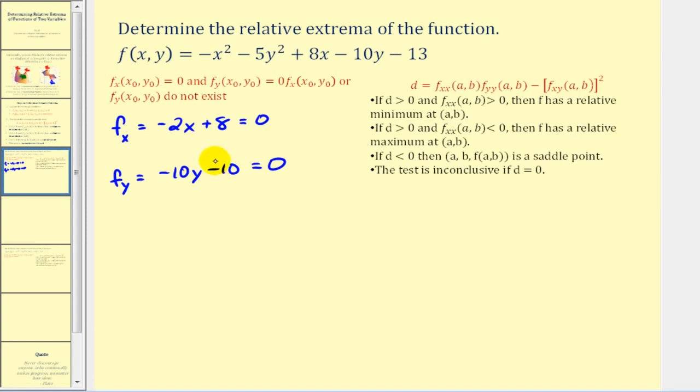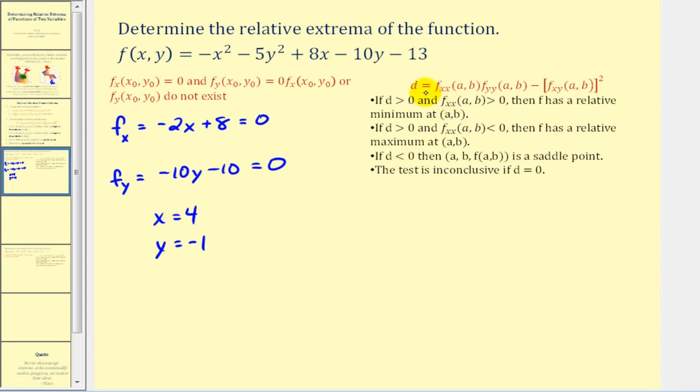Now this one's pretty straightforward. We have two linear equations defined in terms of one variable. So if we solve this first equation, we would have x equals 4. If we solve the second equation for y, we're going to have y equals negative 1. So we only have one critical point, when x is 4 and y is equal to negative 1. Now we're going to determine the value of D and then see which of these conditions have been met.